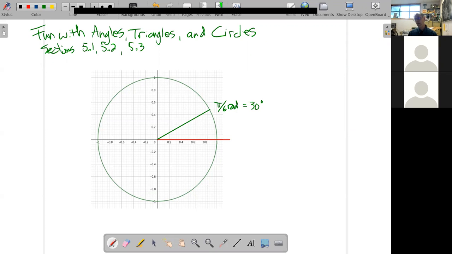Now, we can count by pi over 6 moving around the circle. We worked on that a little bit the last class. So this would be 1 pi over 6 here. 2 pi over 6s would be here. 3 pi over 6s would be here, which reduces down to pi over 2. And again, this would be 2 pi over 6s, which reduces down to pi over 3.